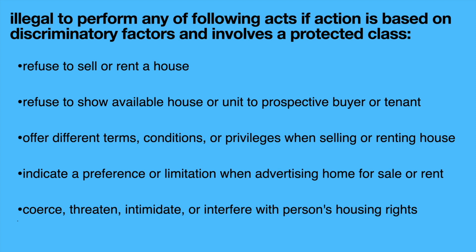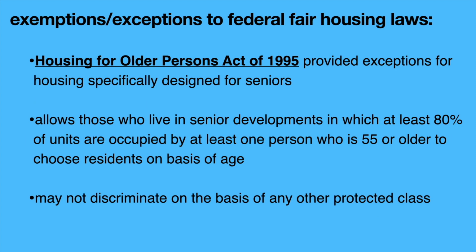There are some exemptions or exceptions to federal fair housing laws. The Housing for Older Persons Act of 1995 provided exemptions for housing specifically designed for seniors. The exception allows those who live in senior developments in which at least 80% of the units are occupied by at least one person who is 55 or older to choose residence on the basis of age. They may not discriminate on the basis of any other protected class.